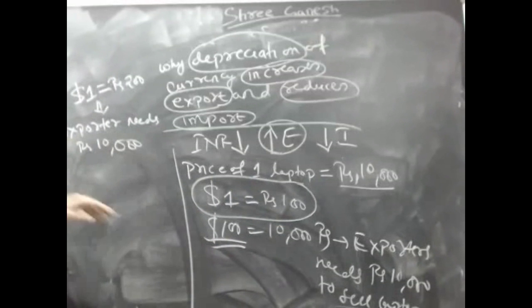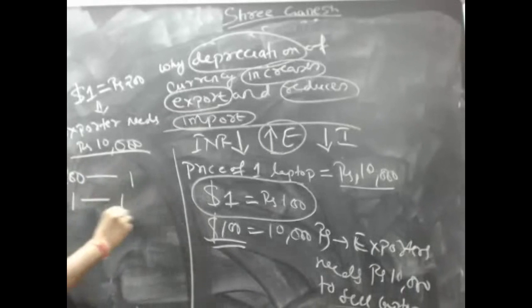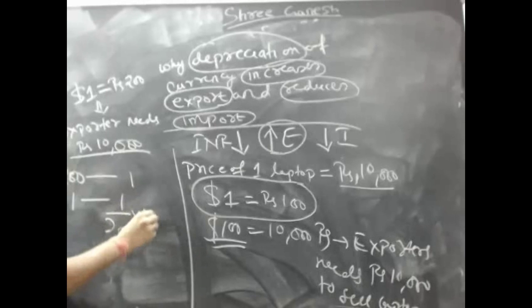But now what will happen? The person in USA will not pay him 10,000 rupees. This person makes payment in dollar. So he will ask this exporter, tell me how much dollar you need. So he will say, wait, let me calculate the exchange rate. He will say that in order to get 200 rupees, I need $1. So for 1 rupee, I need 1 by $200. So for 10,000 rupees, I need 1 by 200 into $10,000.